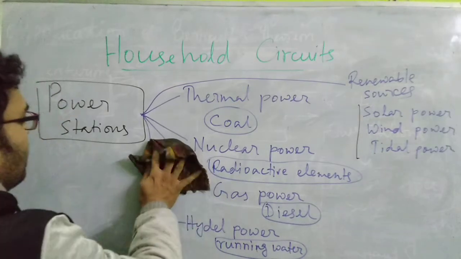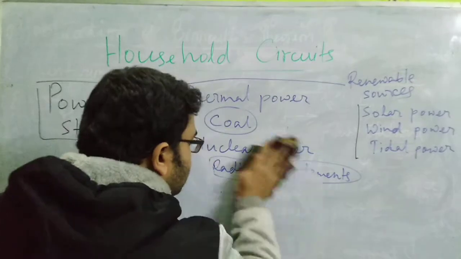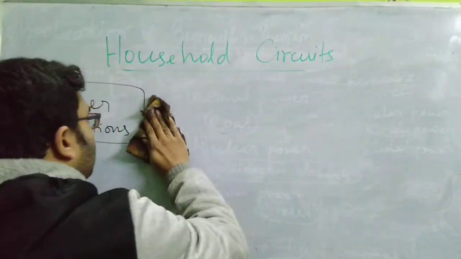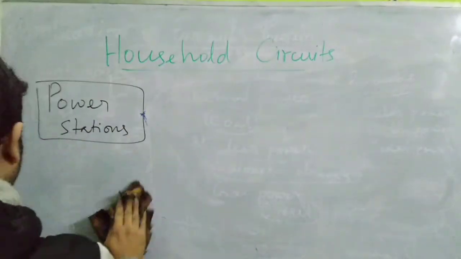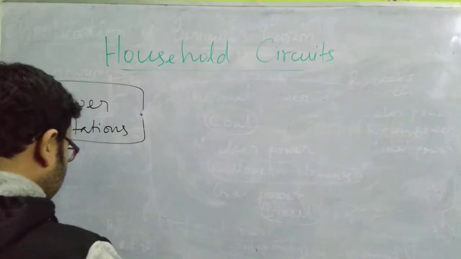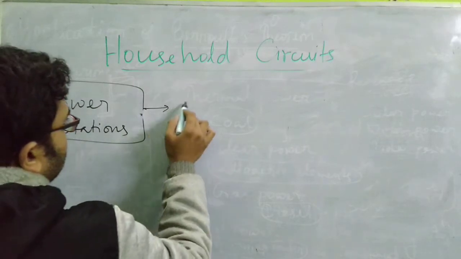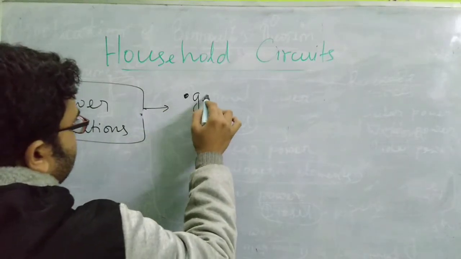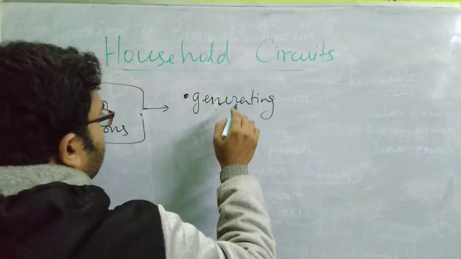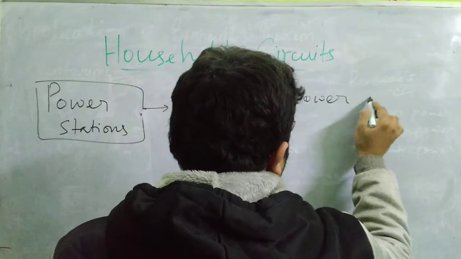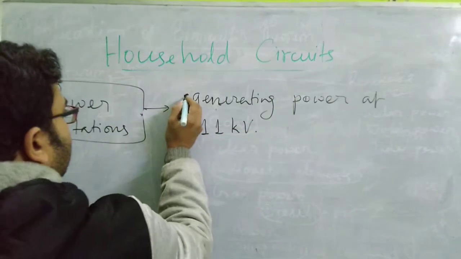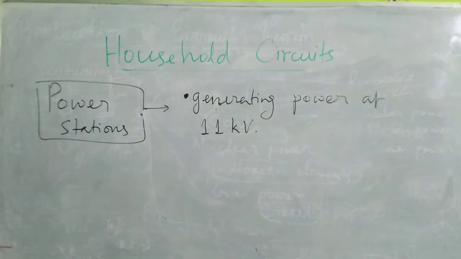Generally in our country, the generators that are used to generate electricity generate power at 11,000 volt or 11 kV. So the power stations are generating power at 11 kV or 11,000 volt. Okay, 11 kV. Now, after this power is generated, what is done?